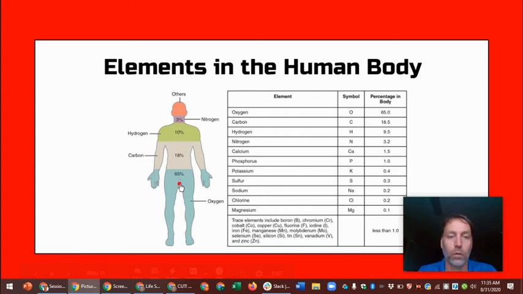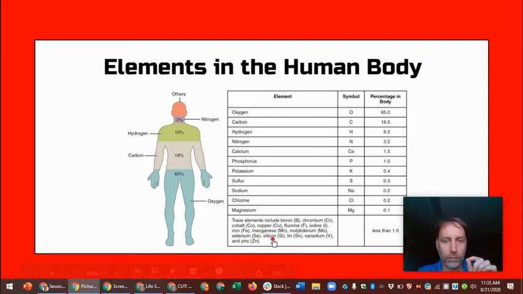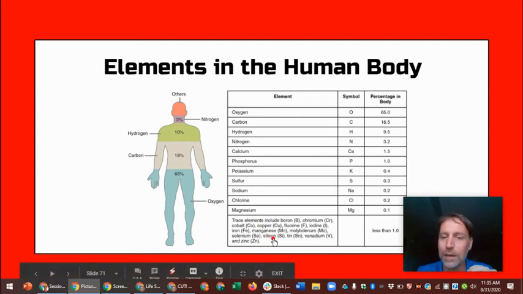If you add those two up, that's over 3/4 or 80%. Over 80% of your body is made up of 2 elements, carbon and hydrogen. Okay, so you have these elements that are in your body, and these other ones are called trace elements. So it talks about the others. Now, just because something is trace, meaning it's a very small amount, doesn't mean it's not important.